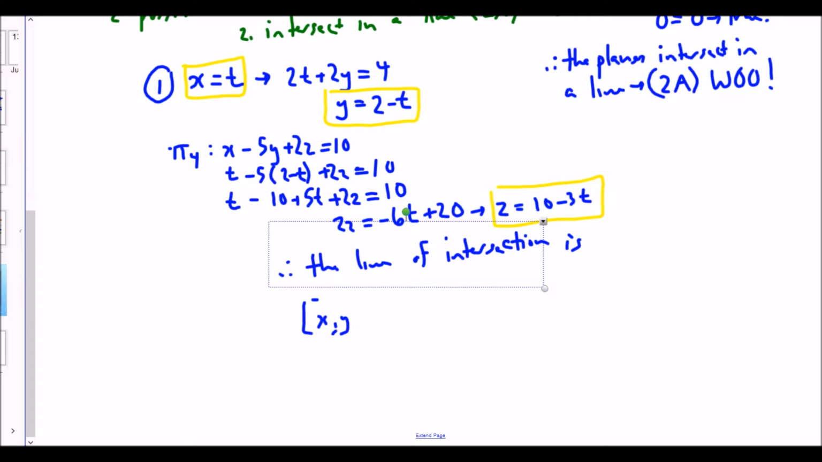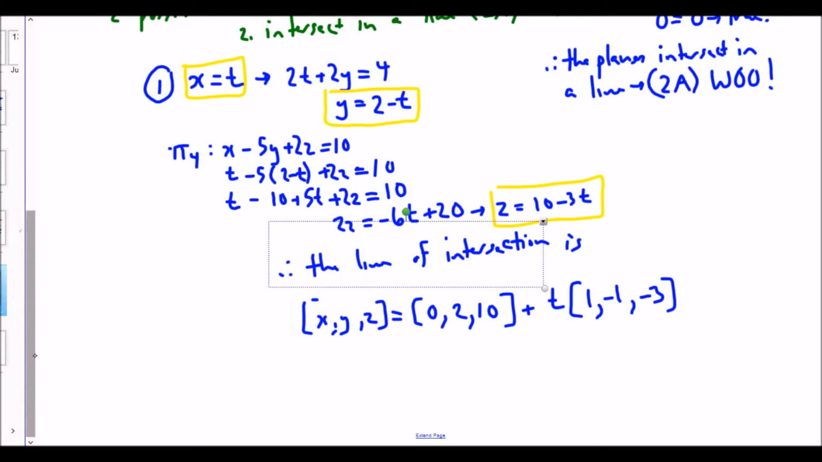x, y, z is equal to, let's look at the constants. The constant for x is 0. So 0, constant for y is 2, constant for z is 10, plus t, and here we go, I get a 1. My y is negative 1, and then my z is negative 3. And there we go. So there's my line of intersection.